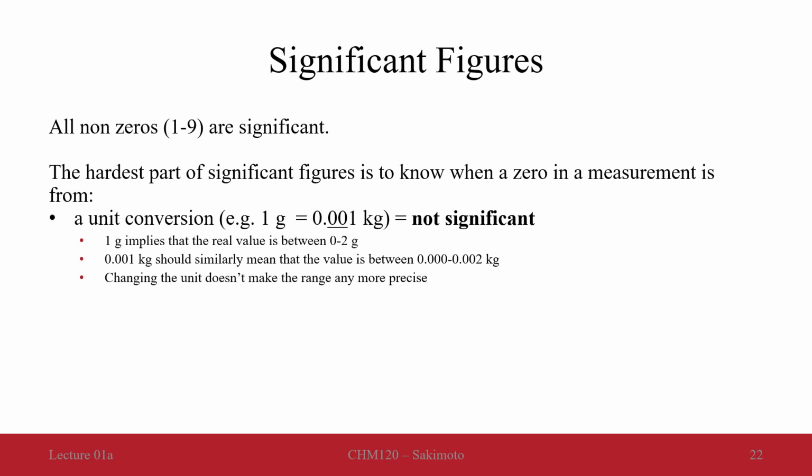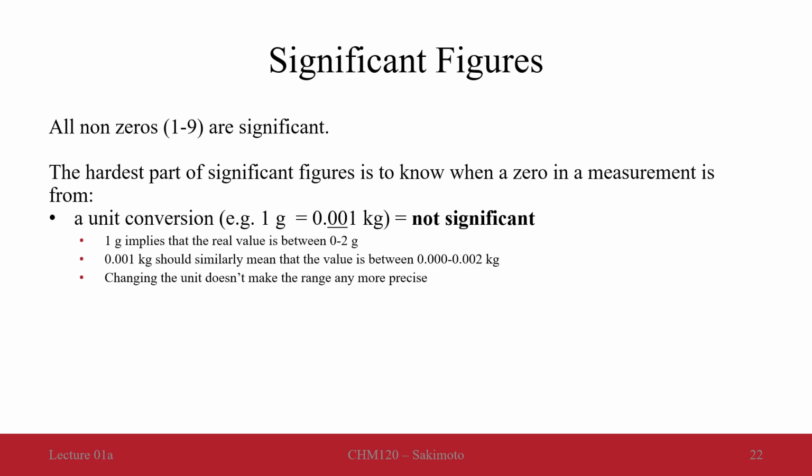I could also represent that mass in terms of kilograms, and for that same mass, 1 gram is the same as 0.001 kilogram. Just because I've changed the unit from grams to kilograms, this measurement did not somehow become more precise. This unit still only has one significant figure. Those three zeros before the 1 are what we call not significant. They don't represent something that was measured or estimated.